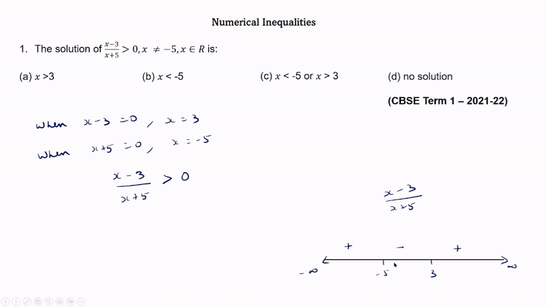So here the values which x can take when this function is more than 0 is when x is more than 3 or when x is less than minus 5. So the correct option is option C, that is x less than minus 5 or x more than 3.